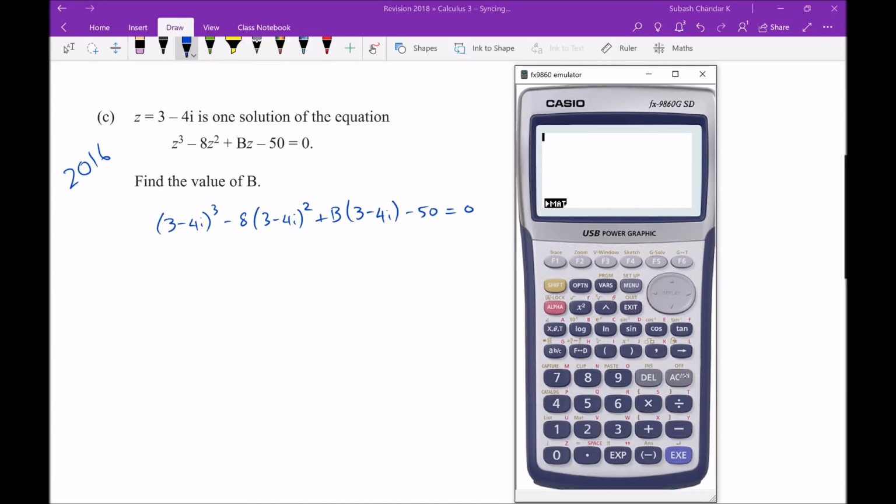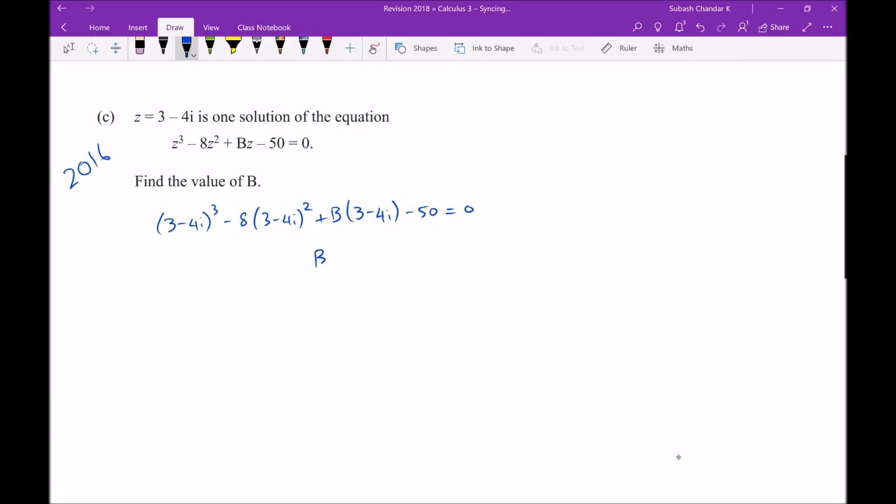So what I've got is, get rid of all of this, 3 minus 4i as the answer, and then answer to the power of 3 minus 8 times answer squared, and I'm going to do minus 50. Is that what you guys got? Looks complicated, but anyway, let's try it out. Negative 111 plus 148i. So I've got b multiplied by 3 minus 4i minus 111 plus 148i equals 0. So rearrange it. So I've got b times 3 minus 4i equals 111 minus 148i, and then b is equal to 111 minus 148i divided by 3 minus 4i.